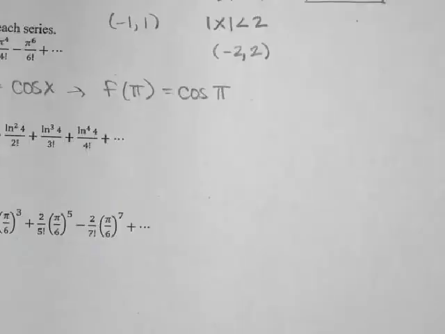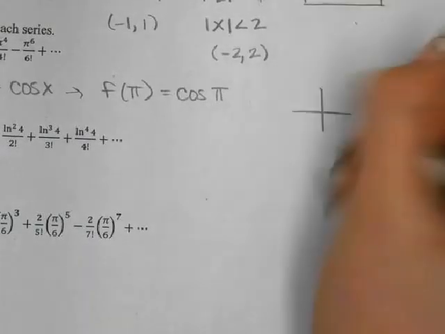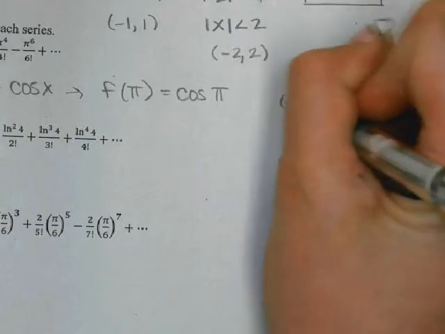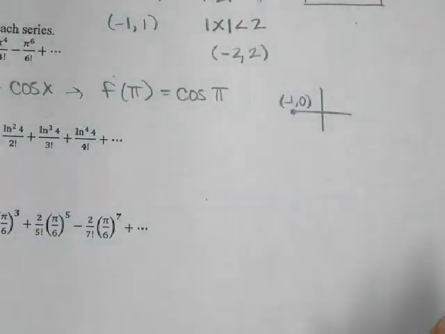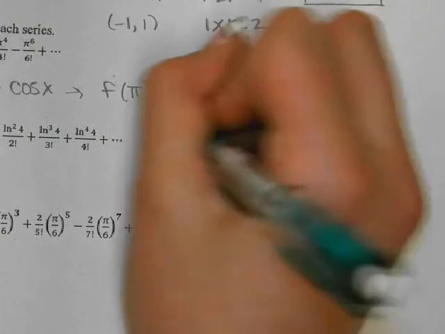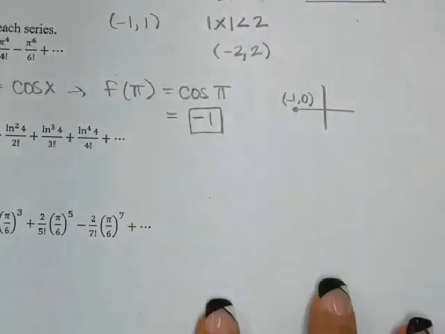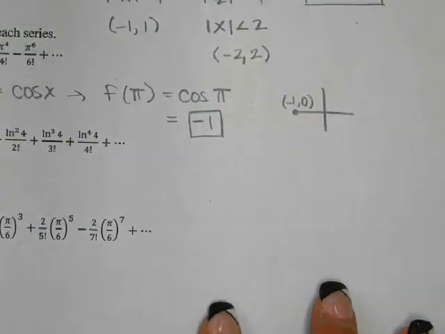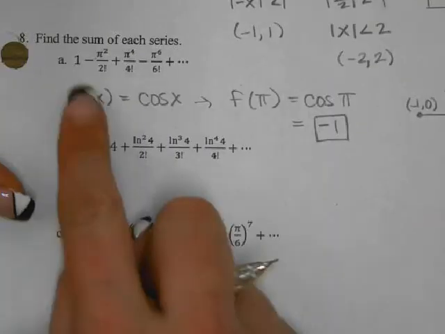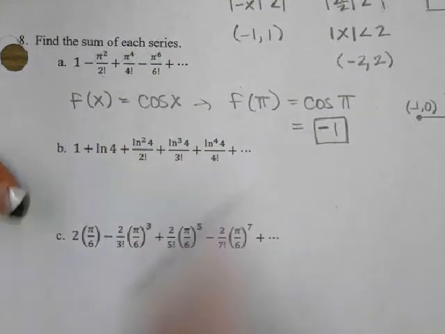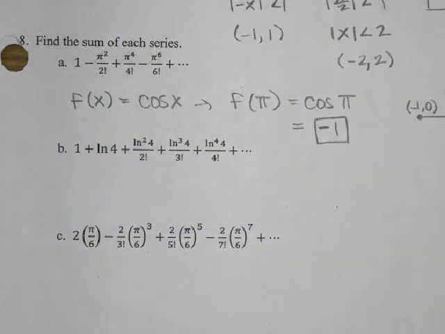So cos of pi, if I think about my unit circle, pi is over here, and that point is -1 for x and 0 for y. And so cos of pi equals -1. It equals the x coordinate. So the sum of the series is -1. And you would find that if you continue doing more and more terms and adding them together, they were getting closer and closer to -1.